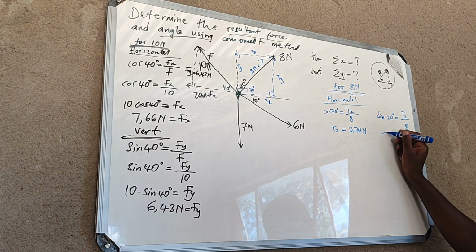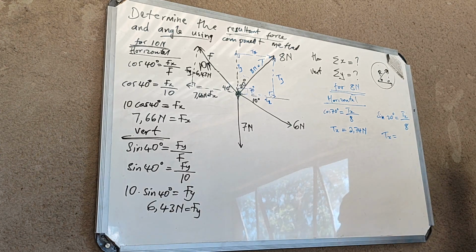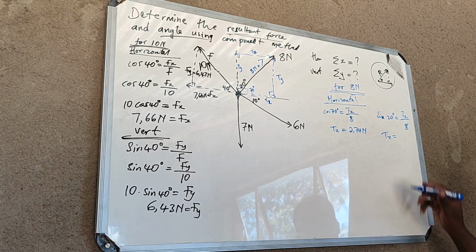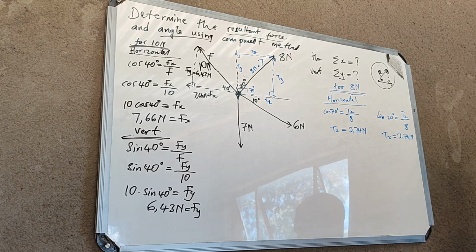So now let's multiply. What do we get as tx? You multiply 8 by sine 20. What do you get? You get 2,74 newtons. You see that? So make sure that you use the one that you're comfortable with.